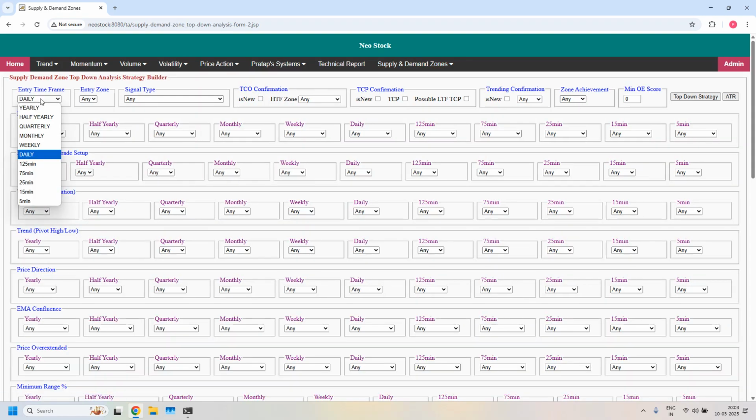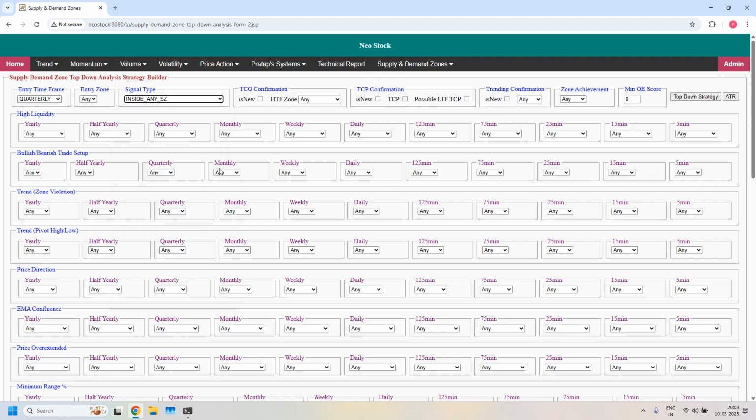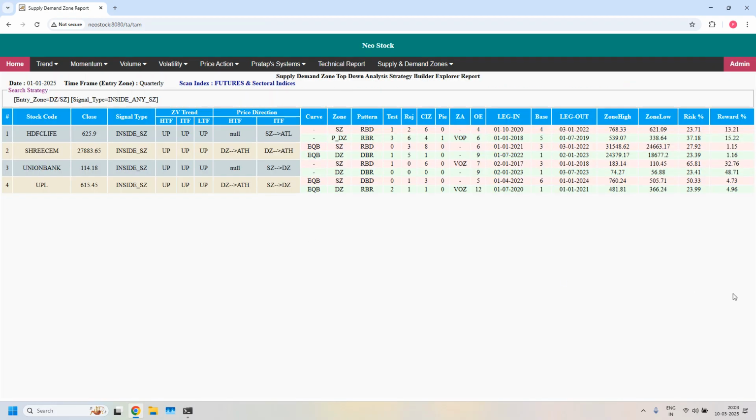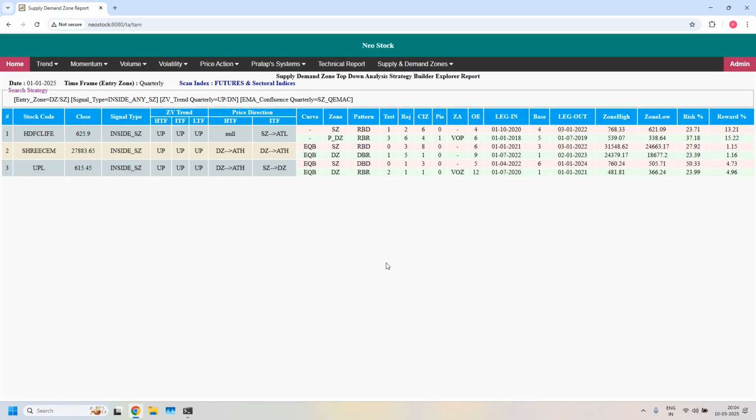Next, quarterly time frame. Price closed inside quarterly supply zone. We got 4 stocks. And quarterly EMA Confluence supply zones. Quarterly supply zone with quarterly EMA Confluence, trend up or down. We got 3 stocks having quarterly supply zone with quarterly EMA Confluence.